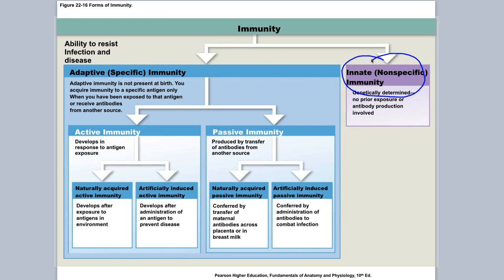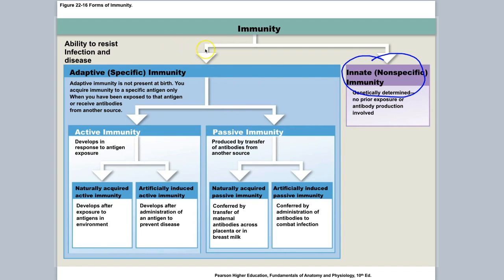This is the first and second lines of defense that we previously talked about. This is genetically determined. This doesn't require any prior exposure to pathogens to develop. So we are born with this and we have it from the time we're born.